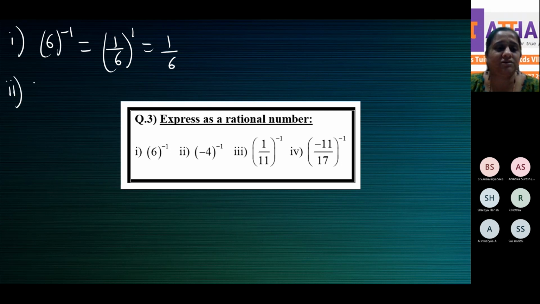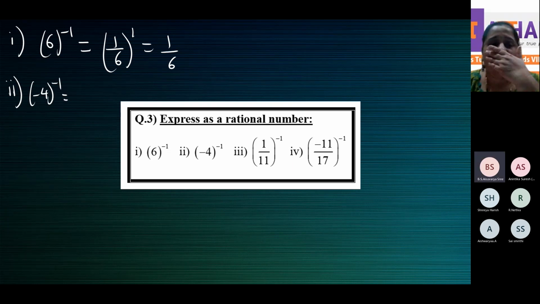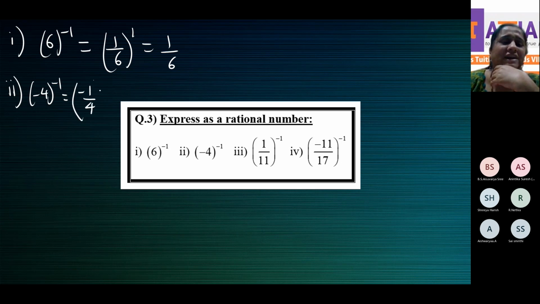Second one, Aishwarya Shri. Miss, 1 by minus 4 bracket whole power of minus 1. Yeah, minus 1 by 4. That minus you can write anywhere, so we'll not worry about that. So reciprocal of the base is minus 1 by 4. Minus 1 becomes plus 1. Yes, ma'am. Very good. That's nothing but minus 1 by 4. That's the second answer. Very good. And we see it's a rational number.